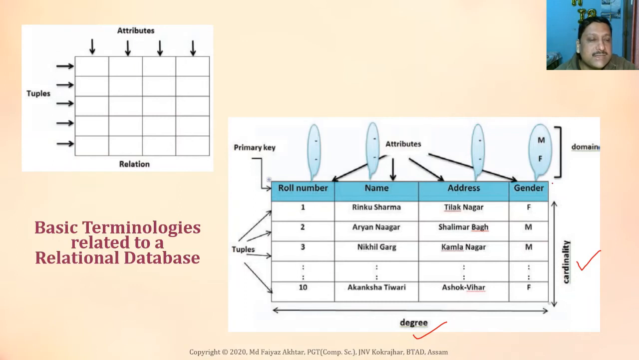Now in the gender field, we can keep only 2 values, M or F, male or female. Then this is the domain of this gender attribute. Okay, then the address column is there, the name column is there. These are the different attributes. Understood? Now this is a key, the primary key. Okay, this we are going to learn in the next topic.